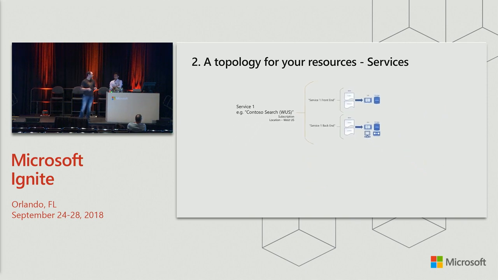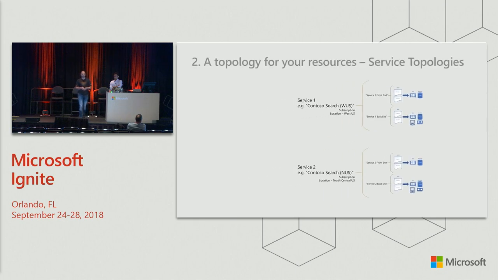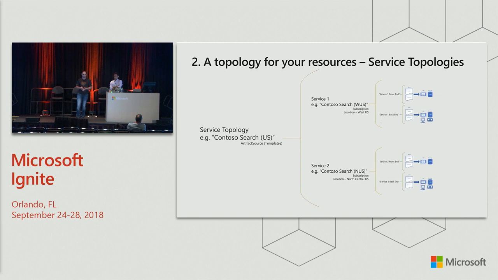Multiple services then comprise a service topology. And the service topology specifies the artifact source. Remember, the place where we store our files. In this case, since we're defining what we're deploying, this artifact source refers to the templates and parameters files for the ARM resources that are deployed as part of the service units.